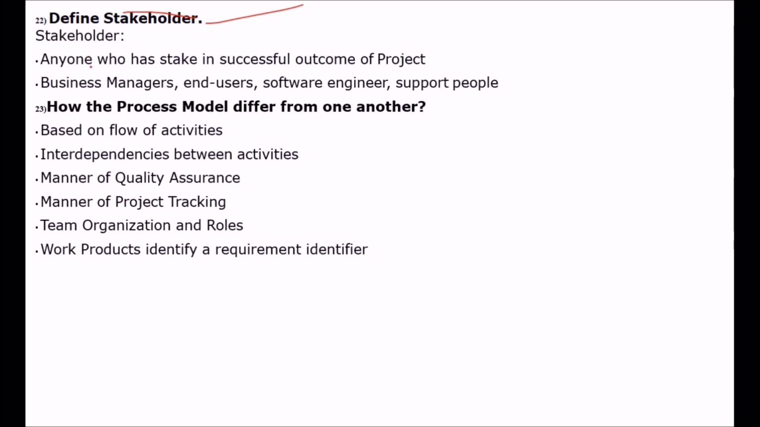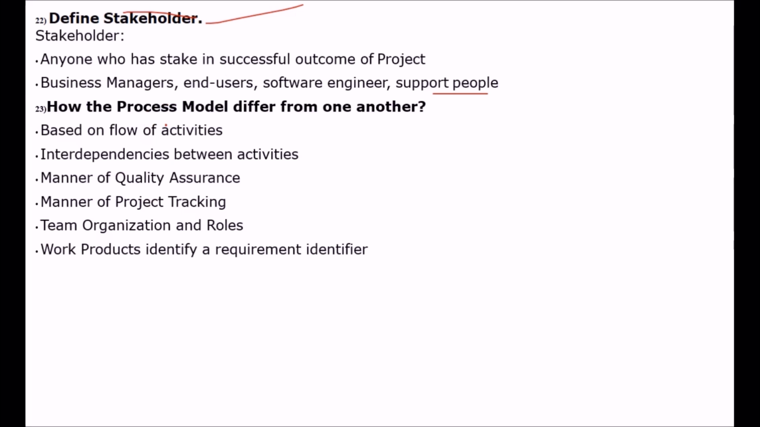Define the stakeholders. Now, the stakeholder in ISO, the recent version of 2015, previously 2008, has been revised. This word is now known as interested parties. Why was it revised? Because it holds an importance, so we need to define that. Stakeholder: anyone who has a stake in the successful outcome of the project. They may be business managers, end users, software engineers, and support people.